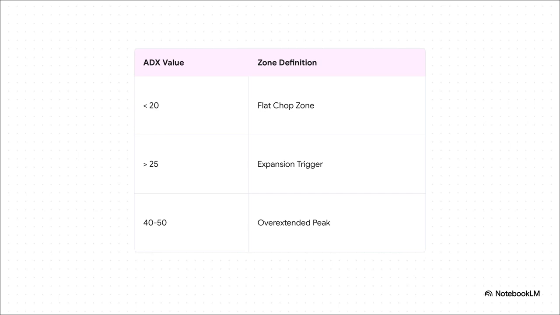when the ADX crosses above 25, boom, that is your structural expansion trigger. The validation signal has flashed, a high horsepower trend is officially ignited, and institutional momentum is locked in.